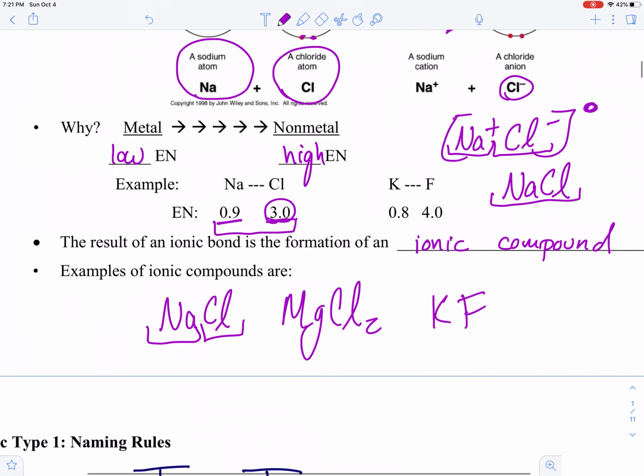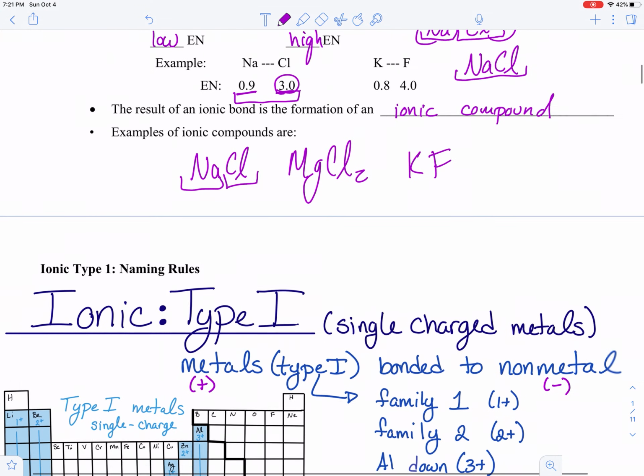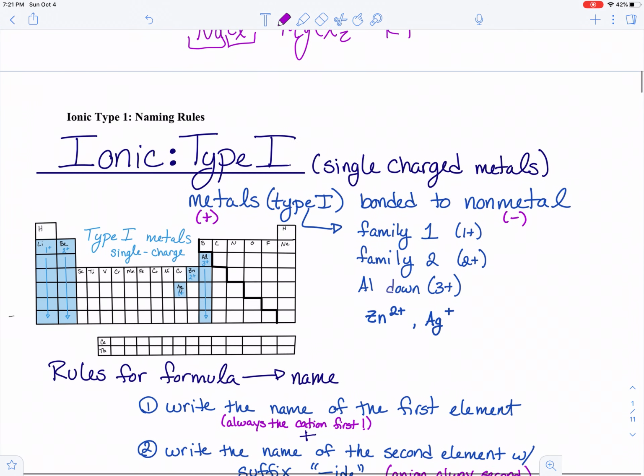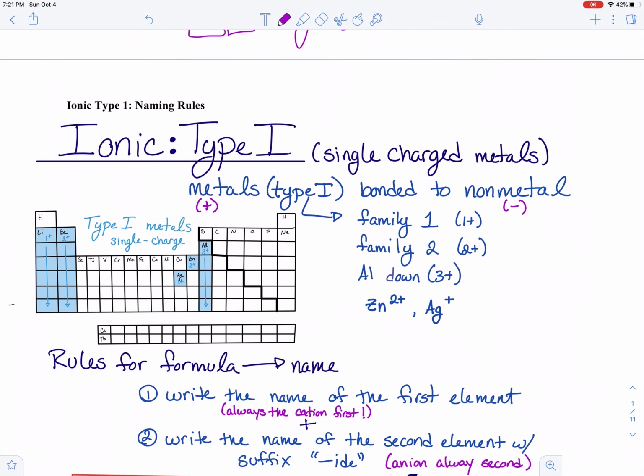Now we're going to learn how to name some of our ionic compounds, and we're going to start with type 1. Type 1 ionic compounds are single charged metals. That means metals that can only come in one potential charge. And so type 1 metals include family 1. Hydrogen is technically not a metal, but lithium down are all metals. Hydrogen actually forms a 1+ ion as well, it's just not a metal. So lithium down are all 1+ charges, beryllium down 2+ charge, and then aluminum down is 3+.